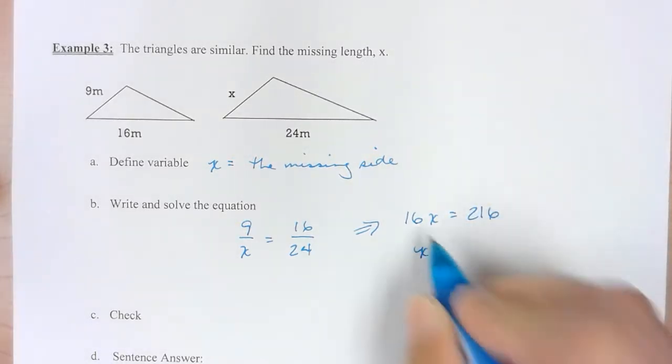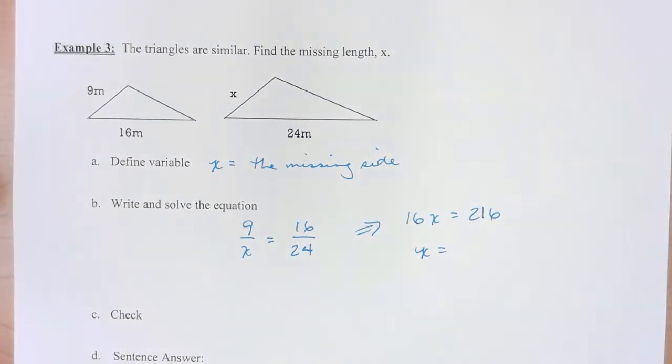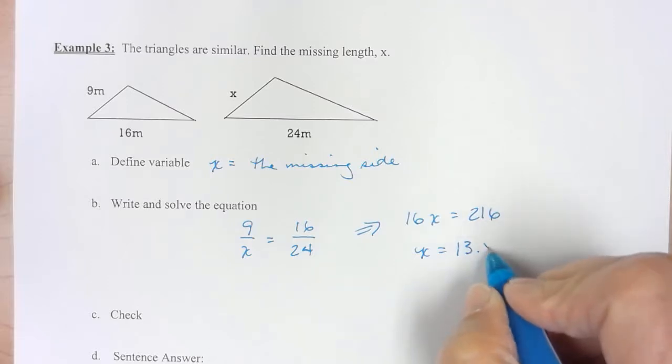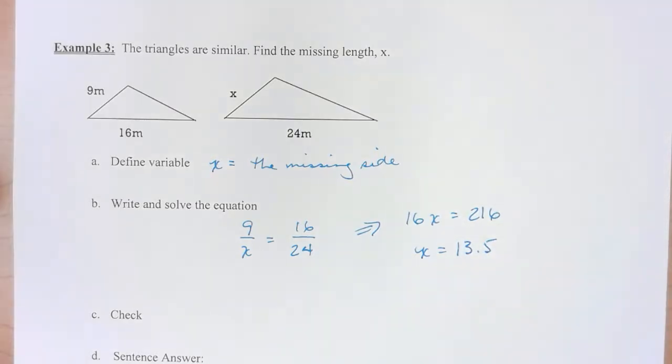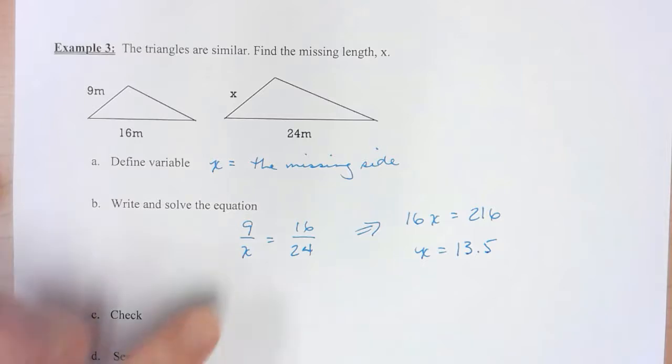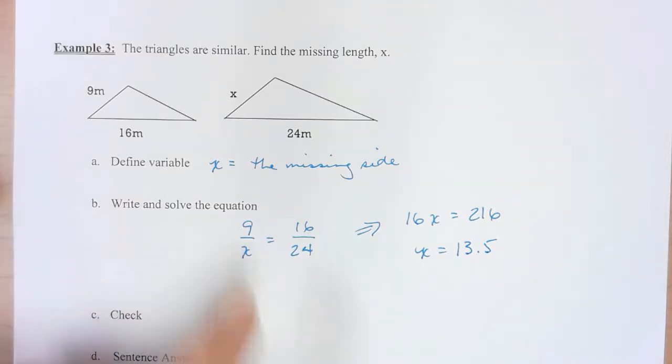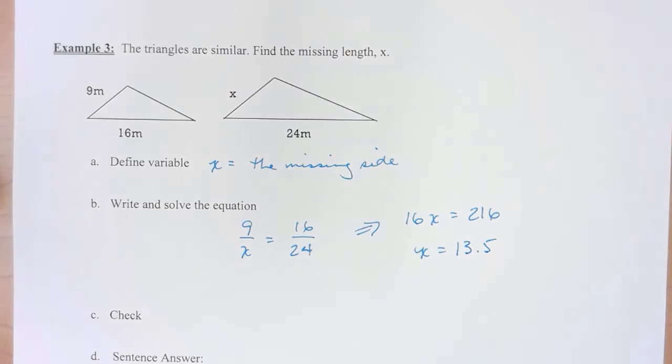So it's a matter of me dividing both sides by 16. So if I put 13.5 into this, it will be the exact same fraction as 16 over 24. So store it and do 9 divided by x and see what 16 divided by 24 is.